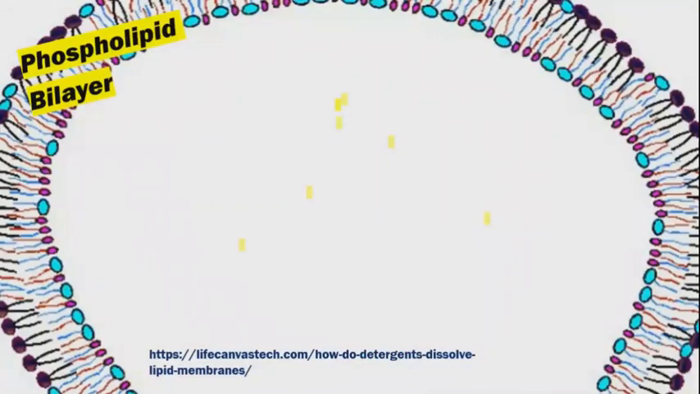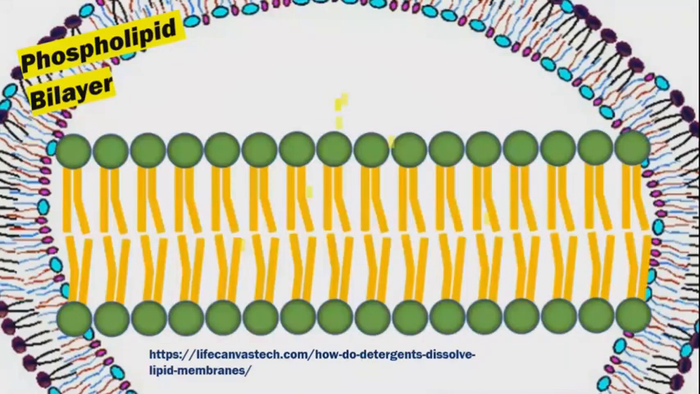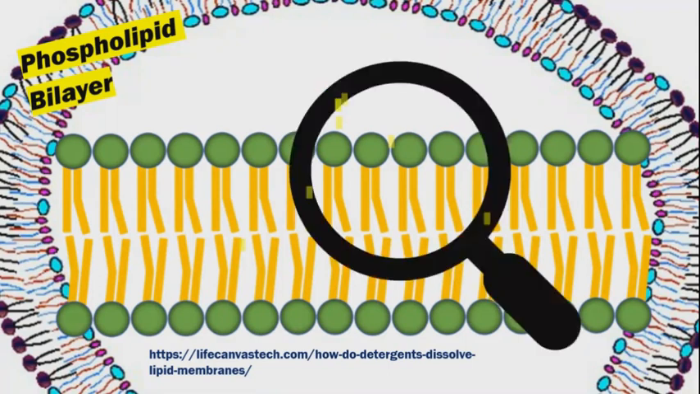So if we were to lay out a cell membrane into a straight line, it would look something like this. Cell membranes are made up of special lipid molecules called phospholipids. The most important quality of phospholipids is that they have a hydrophilic head, which means it's water loving, and a hydrophobic or water fearing tail. But we will come back to this in the next slide. So let's take a closer look at that phospholipid.